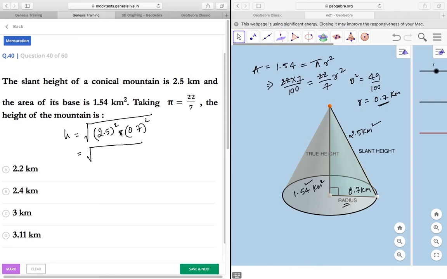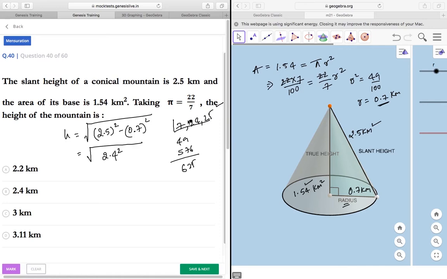Either you can solve it, you will get the value as 2.4 square. And how is that? 7, 24 and 25, they are Pythagorean triplets. 7 square is 49, 24 square is 576. When you add that, you will get 625, which is 25 square.